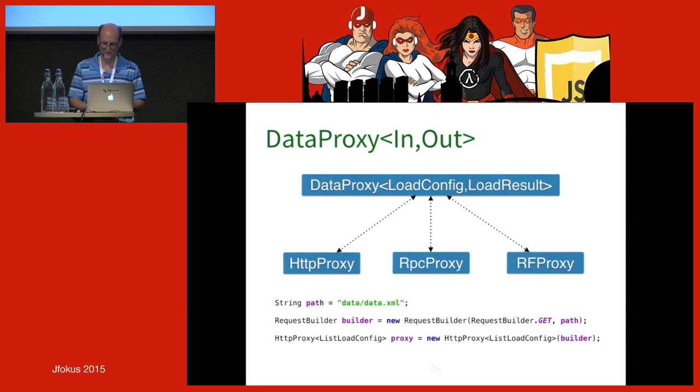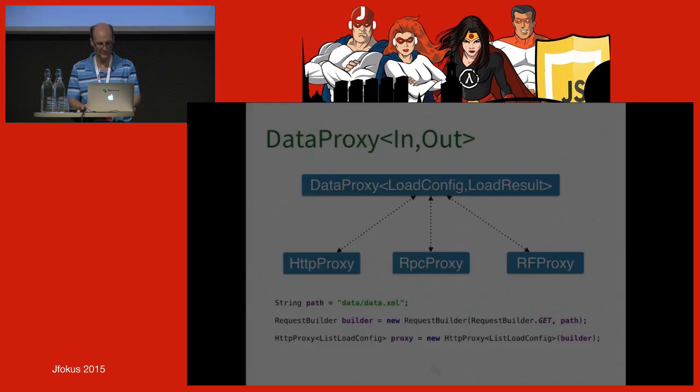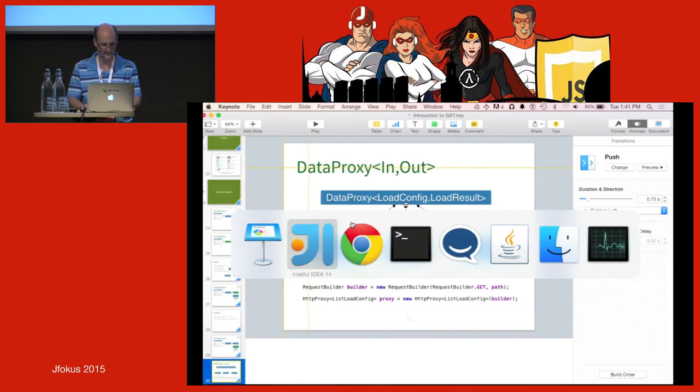The naming convention is a little weird because the input types are actually called configs. But once you realize it's just an input type or a request type, it makes a lot more sense. So there are 3 of them that are available by default for you: the HTTP, the RPC, and the request factory proxy. But it turns out it's also very easy to create your own. So I just want to show you a quick demo of that.